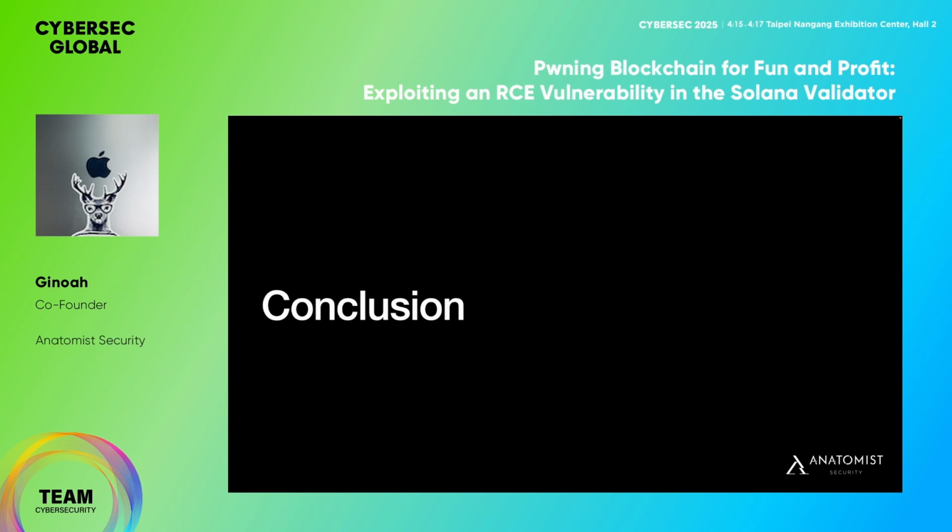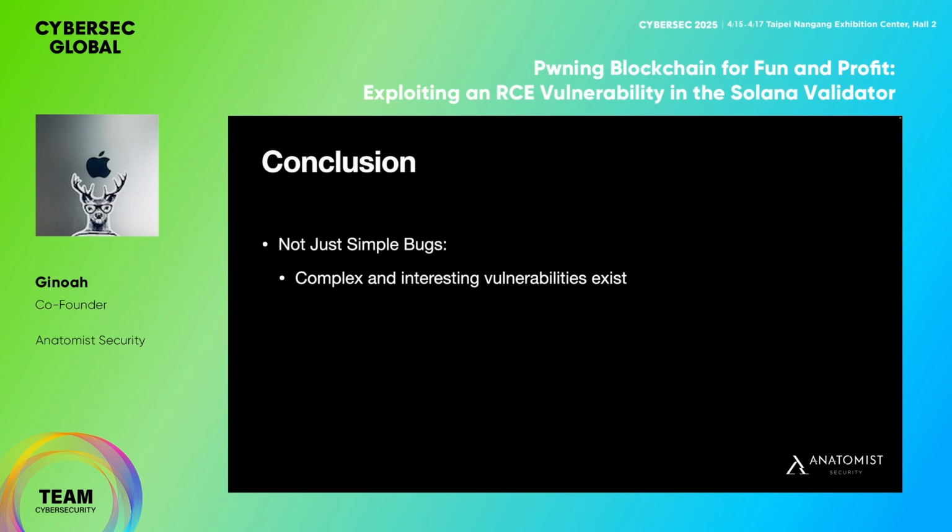But before ending the talk, let me share some of my thoughts on the state of blockchain security. First and foremost, blockchain security isn't just about dumb smart contract bugs. As we've seen today, the infrastructure behind blockchain is incredibly complex, with the software constantly evolving and under development. Where there is complexity, there will be bugs, and sometimes even interesting bugs that are just as sophisticated as those we see in other well-established targets.